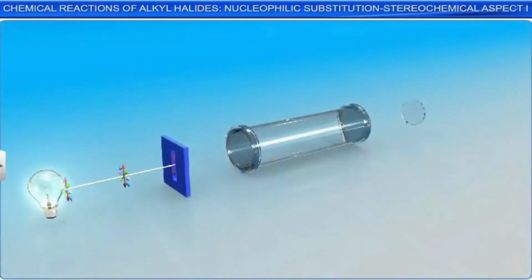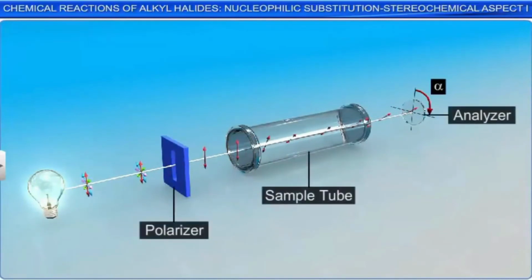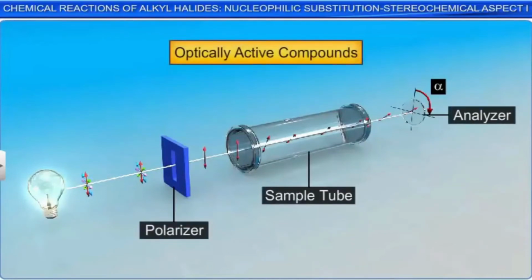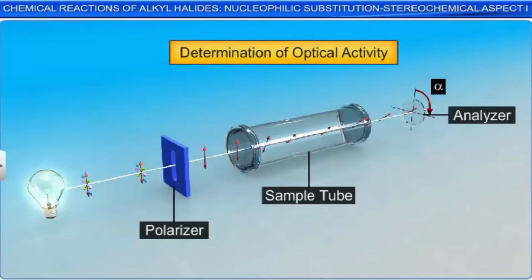When plane polarized light is passed through a solution of certain compounds, they rotate the plane polarized light in a specific direction. Such compounds are called optically active compounds. Let us see how this rotation of the plane of polarized light or optical activity can be detected.